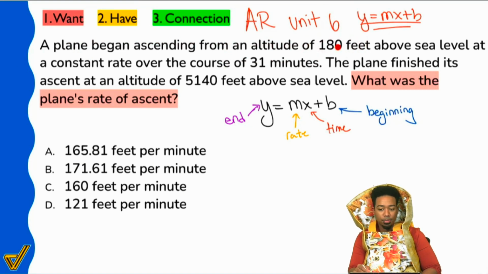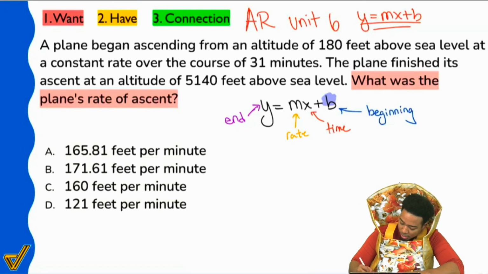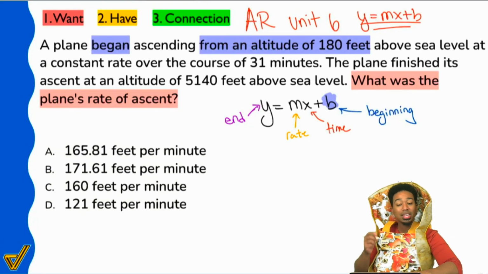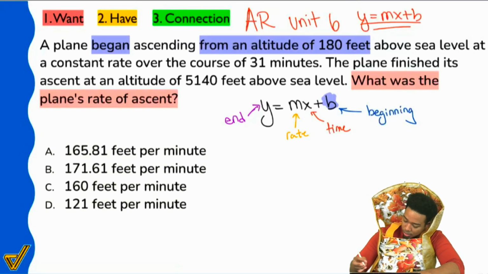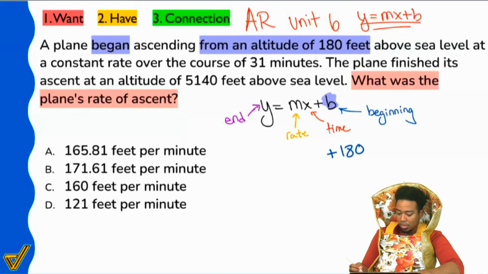Everyone, which letter would 180 feet belong to? B, exactly, because that's the beginning amount. So allow me to highlight that in blue. So again, the beginning amount, began from an altitude of 180 feet above sea level. So that's our beginning amount. I'll go ahead and write that down over here. So plus 180.